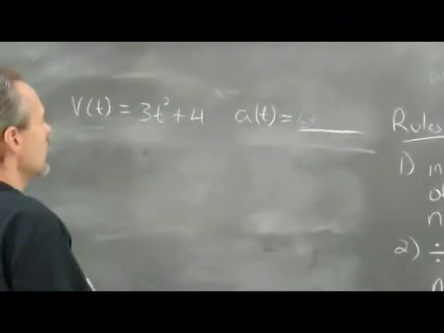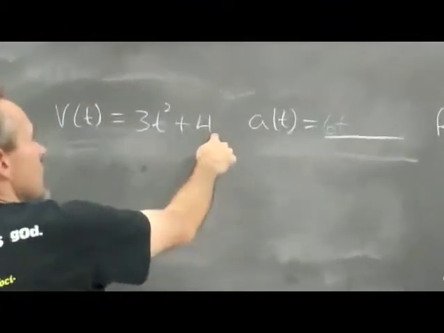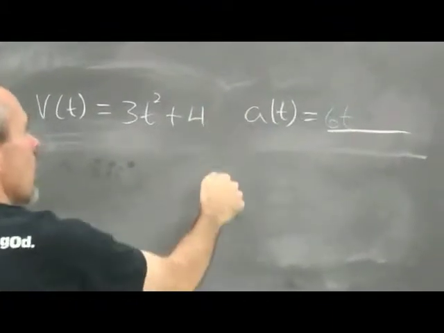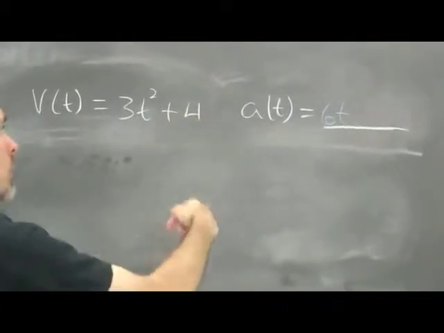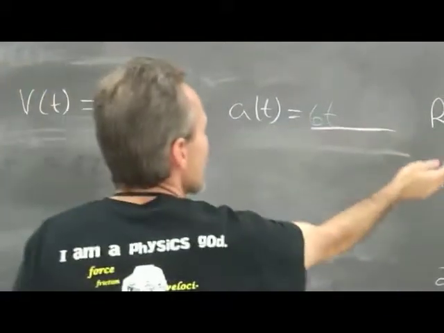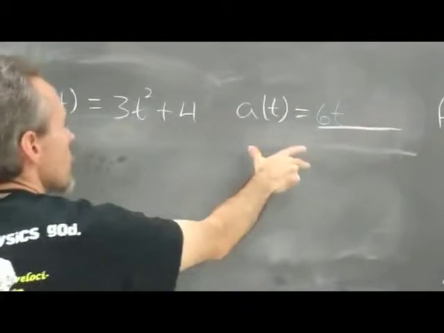So I just won't put anything there. It's the same thing as 1. This one doesn't have a t with it, but I could put a t to the 0 power. If I bring down the 0, 4 times 0 is 0. So that's it. That's the answer right there. Acceleration as a function of time is equal to 6t.